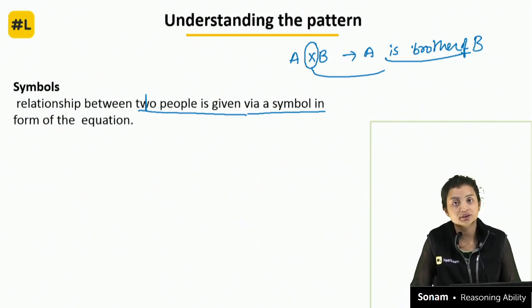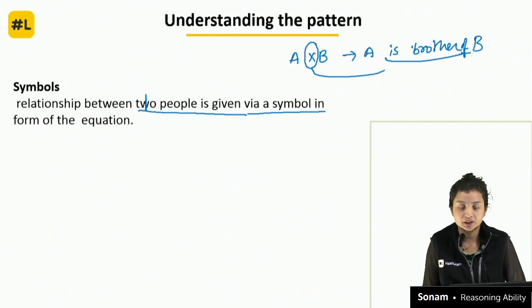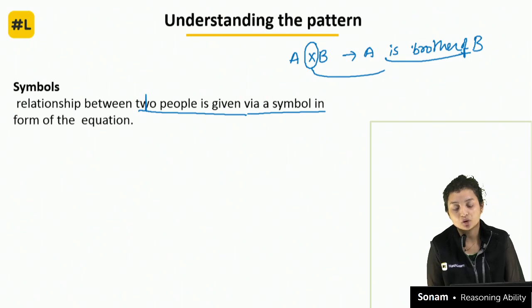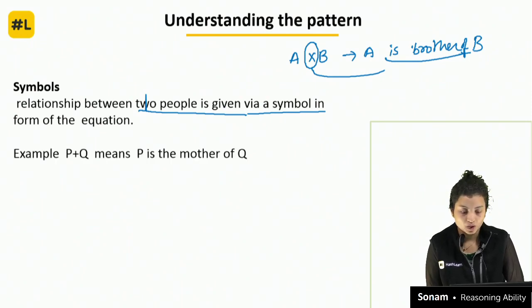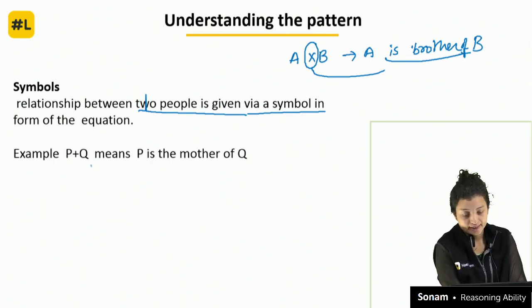They can use different symbols for different relationships. So it is not fixed, okay? There is no universal code for every relationship. It depends upon question to question. Okay, let's look at an example.